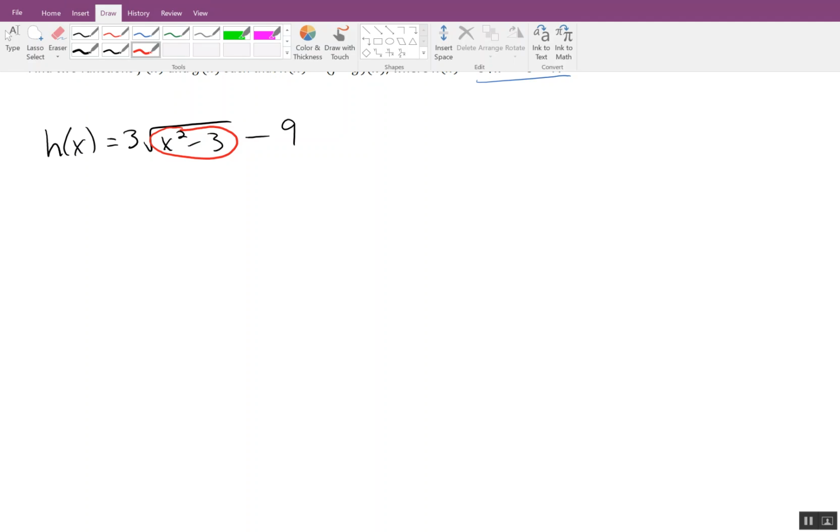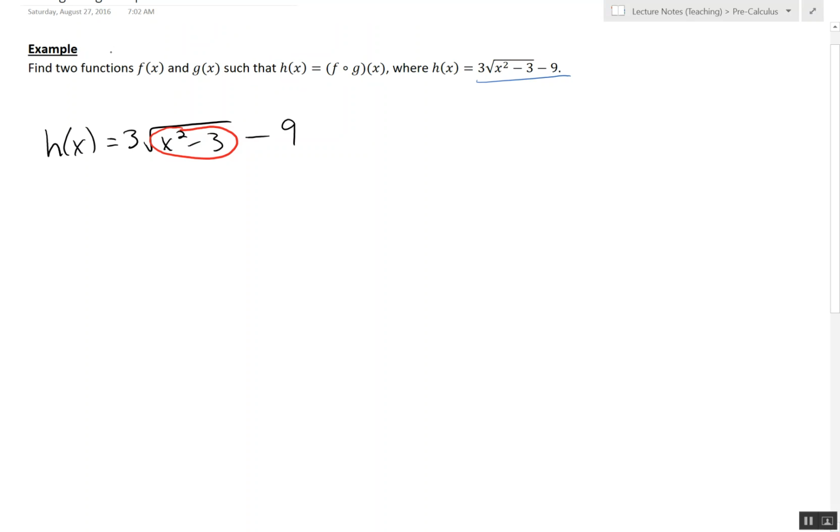So we need to make the x squared minus 3 go somewhere. Well, that's going to go to the inner function here, g of x. So we're going to let g of x be x squared minus 3. And then our outer function is going to be this new function we're creating that replaces the x squared minus 3 with just an x. And my claim here is that if you compose in this order, you should get h of x. So let's verify that.